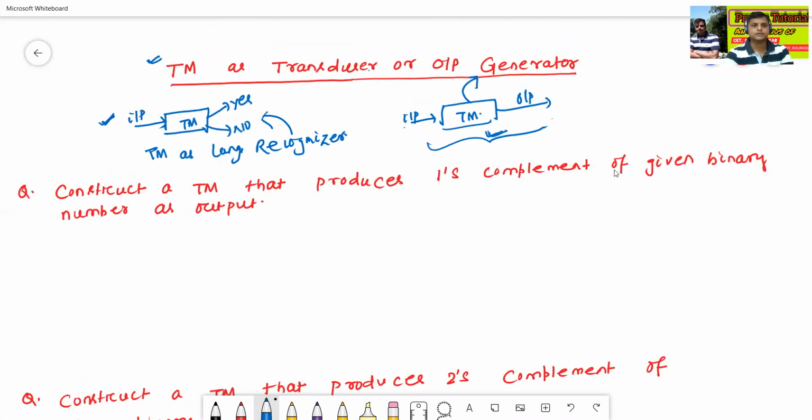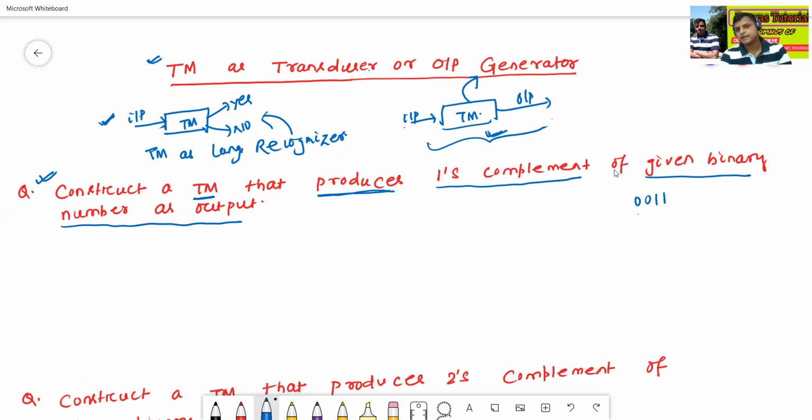See the first question. What is the first question? Construct a Turing machine that produces the 1's complement of a given binary number as output. What is the meaning of 1's complement? Suppose a string like 0 0 1 1. This is my input string. So what is the output of this string?